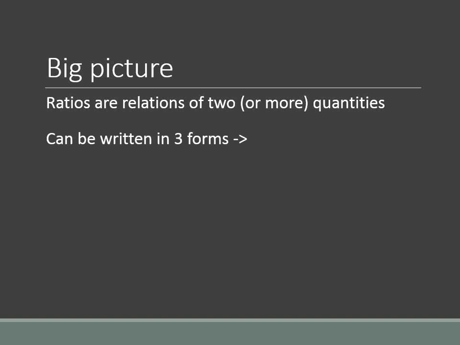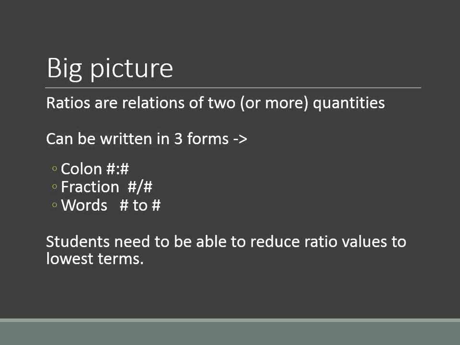And they could be written in 3 forms. We did the main first form there, the colon form, but they can also be written in fraction form and with the word "to" between them, relating that it doesn't have to be a part of a whole, it can just be 2 numbers. And lastly, the students do need to be able to reduce ratio values because some of the questions on the GED test will have the answer in reduced form, and they're going to have to be able to make sure they can catch the correct answer.